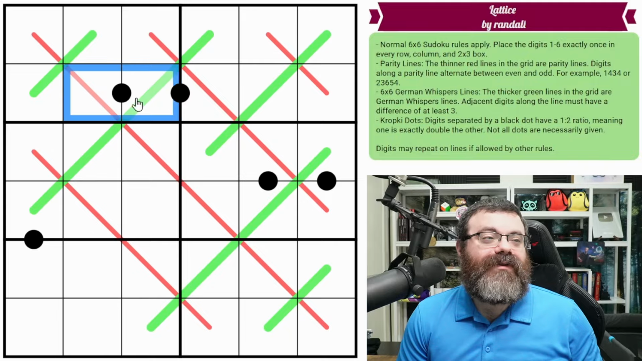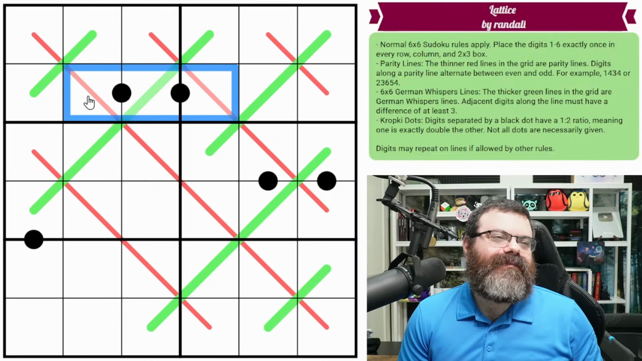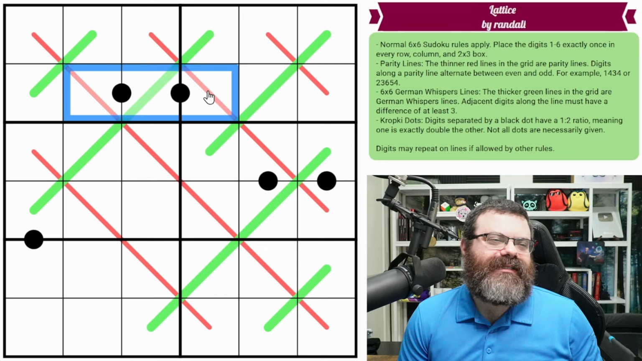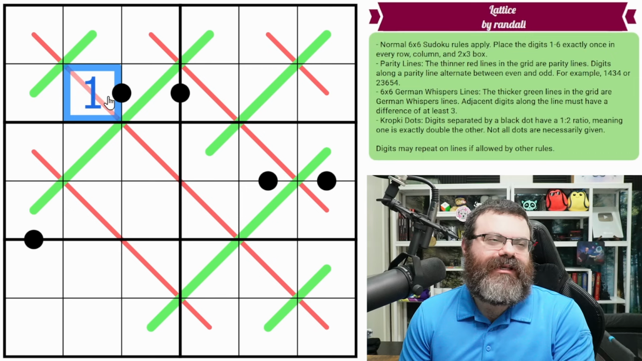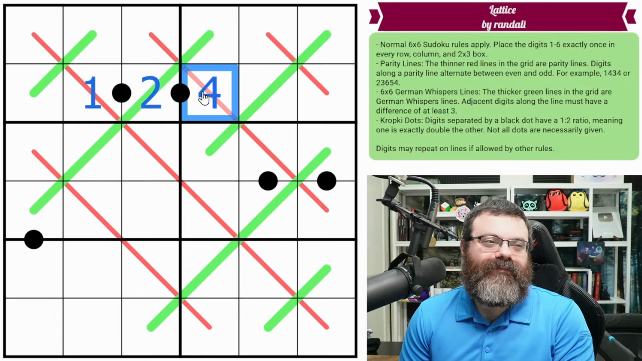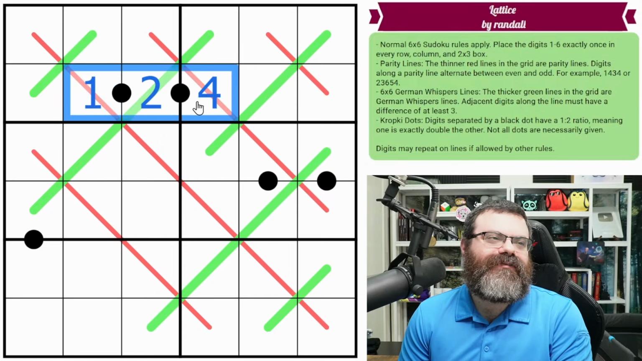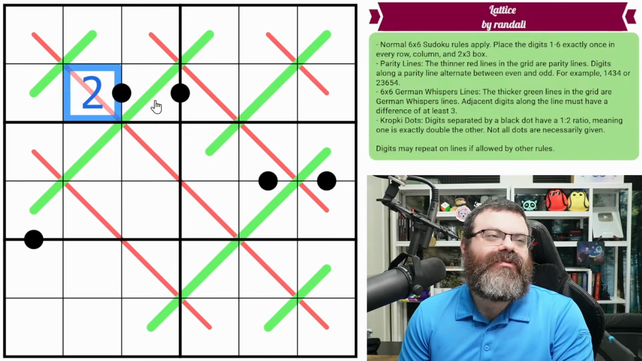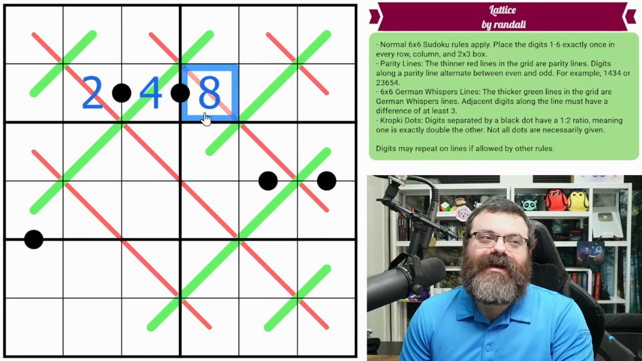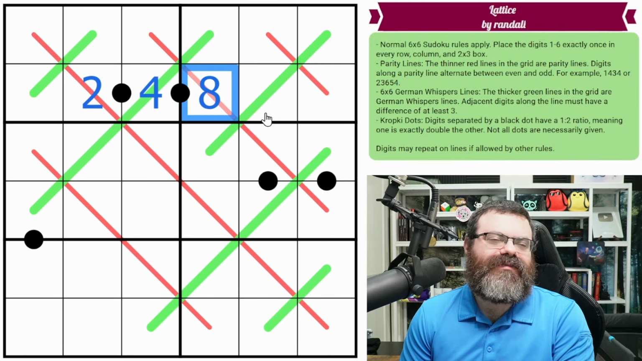All right, the first thing I'm noticing is this chain of black dots here, because there's only one way to do that in a 6x6. If you want to think about it, we're going to have to start with a low digit, and then we have to double it, and then we have to double it again. So we need a low digit that can be doubled twice. So the 1 works. We can do 1, 2, 4. Even if we make this a 2, the next lowest digit, 2 doubles to 4, which then doubles to 8. In a 9x9, we could do that, but in a 6x6, we can't.